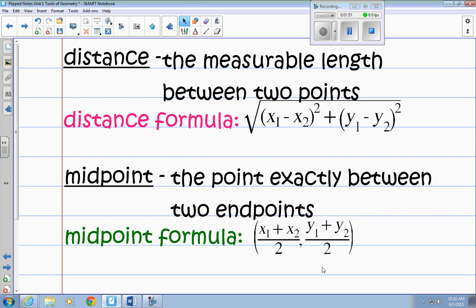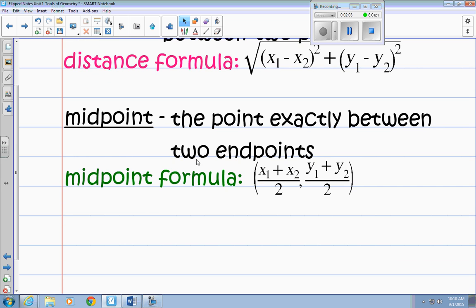between our two endpoints. Again, this is a formula that you'll need to know for the rest of the year, and it is not included on the formula sheet, so it is, again, one that you will need to memorize. Okay, so that takes care of the notes for tonight.